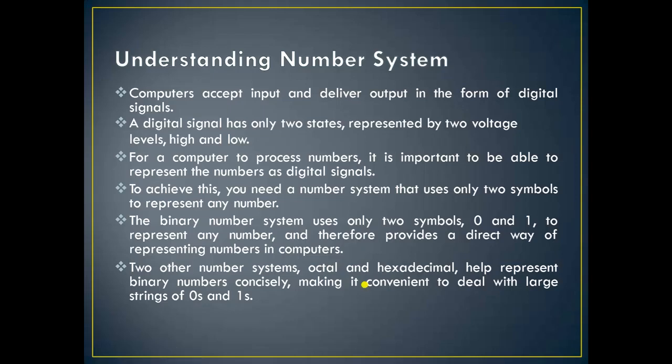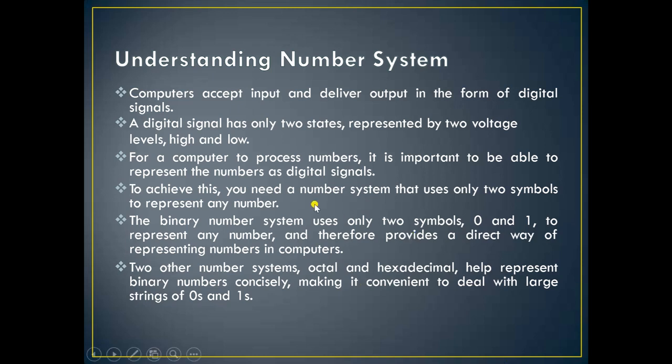So first you need to understand what a number system is. Basically, in a number system, a computer accepts input and delivers outputs in the form of digital signals. Digital signal means either in the form of 0 or in the form of 1. So it represents two voltage levels, that is high and low.